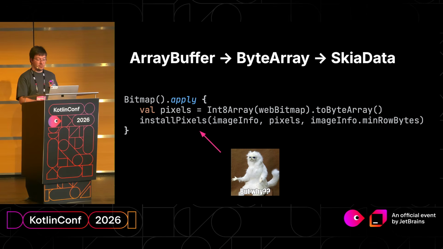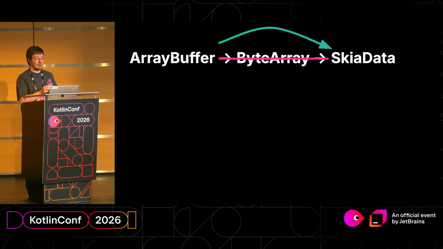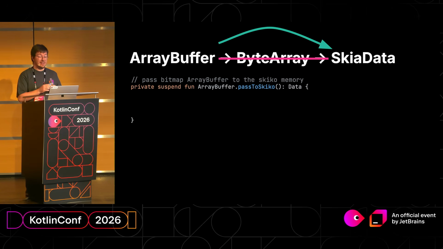It would be awesome to solve the root of the problem and avoid the Kotlin byte array in the process and copy the raw JavaScript array buffer directly to the Skia runtime. And here I will show you some black undocumented magic. Let's say we need the function which copies our array buffer directly to the Skia memory.